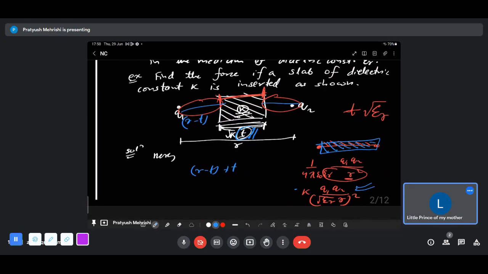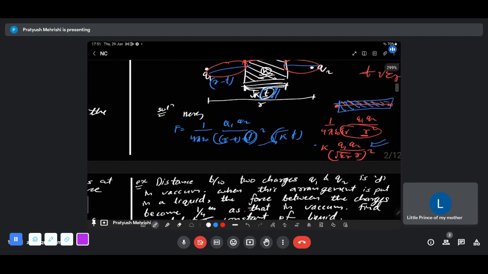Now we will find the force. What is force? 1 upon 4 pi epsilon naught q1 q2 upon r square. What is r here? R is r minus t plus t, whole square. Now instead of t, the slab is there. So what we will write? Under root of k times t. That's it. Instead of t, write down under root of k times t. Got it now?